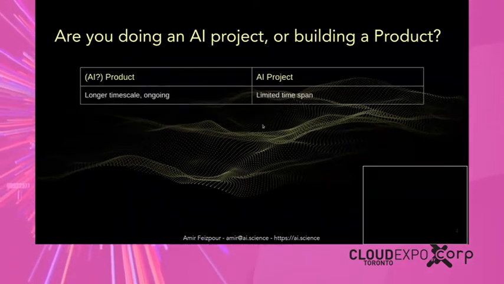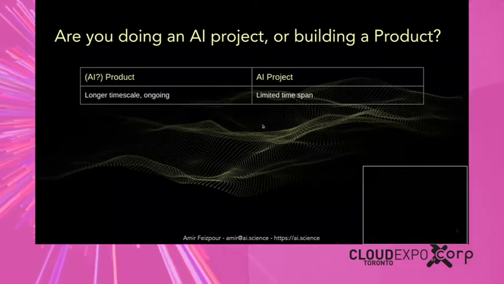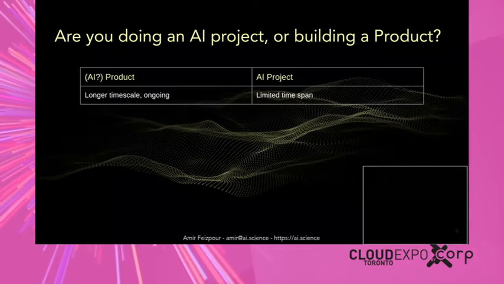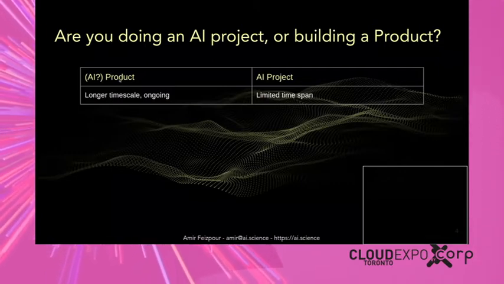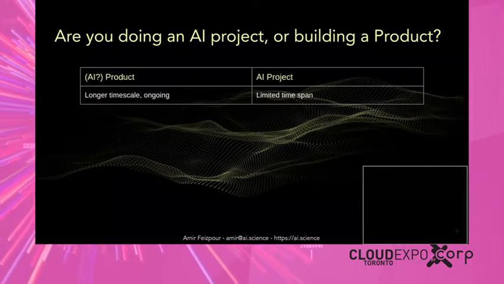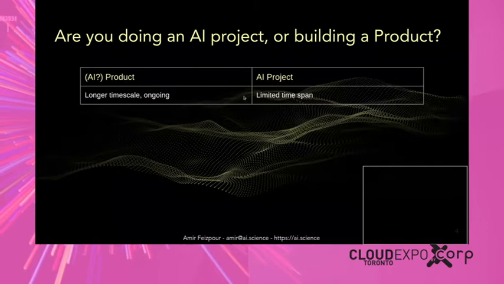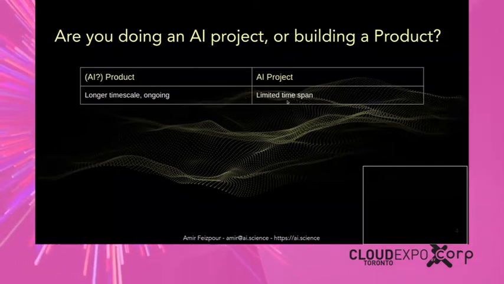So the very first difference, in my opinion, is the type of time scale that you're dealing with. When you're talking about AI products, you're dealing with problems that are on a much longer time scale. It is an ongoing effort, rather than AI projects, where there is a very clear start and a very clear end.